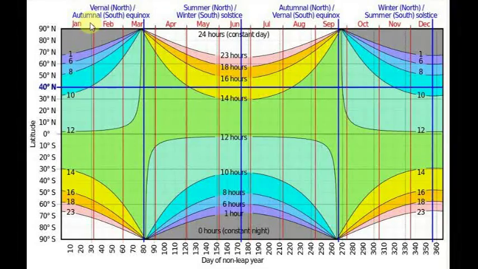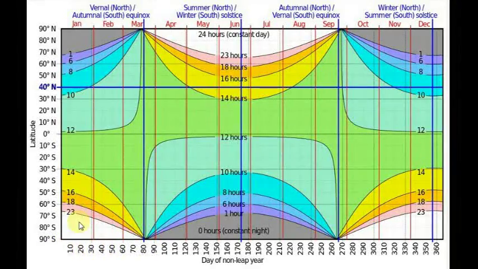30 is the 30th day, that is January 30th. 60 is March 1st. 80 is March 21st. 170 is June 19th. 260 is September 17th, and so on. Thus we can find the day and month of the year from the day number shown at the bottom.